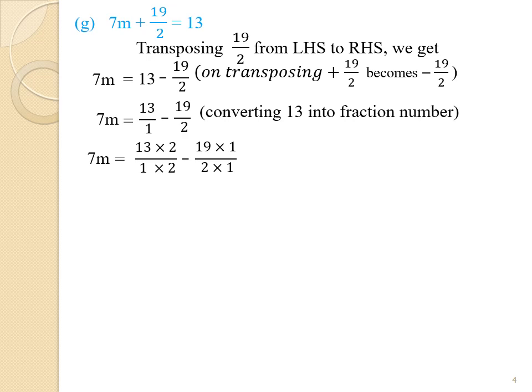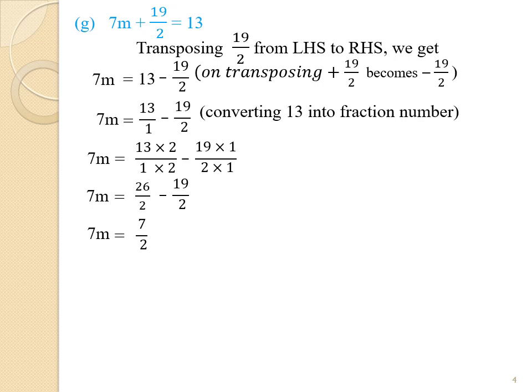Which is equal to 7m equals 26 upon 2 minus 19 upon 2. Now, subtracting 19 upon 2 from 26 upon 2, we get 7m equals 7 upon 2, where common denominator 2 is written one time.